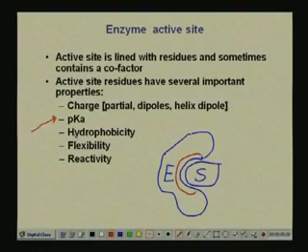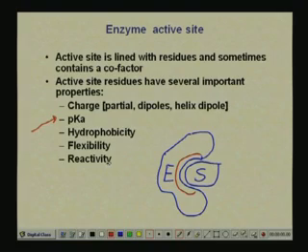Another important property that we learnt about amino acids was the hydrophobicity. That is also going to be important in the active site residue lining. The flexibility, because we have to have residues move over to make way for the substrate to come in, and definitely the reactivity.